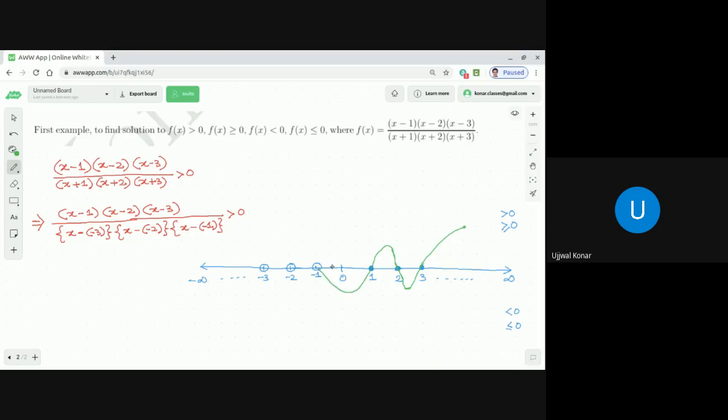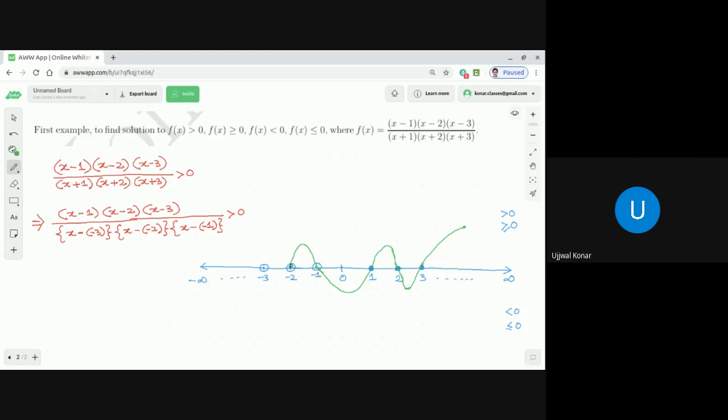X minus of minus 1, which is actually x plus 1. What is its power? Power is 1, which is odd. So I'll cross the number line from below the number line to above the number line. Go up and again come down, come to the point x minus minus 2. That is x plus 2. What is its power? 1.